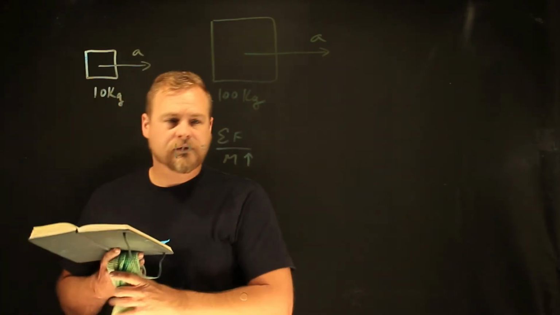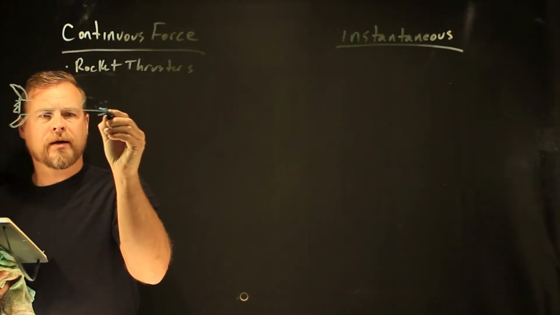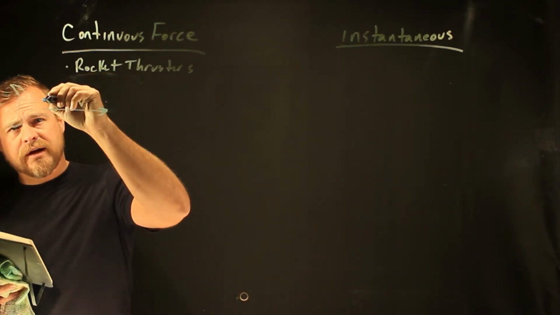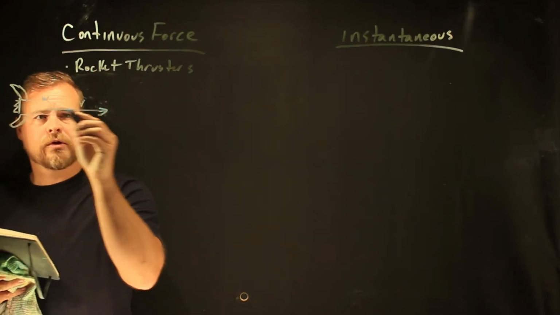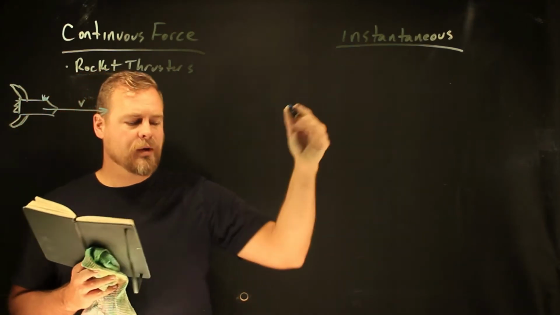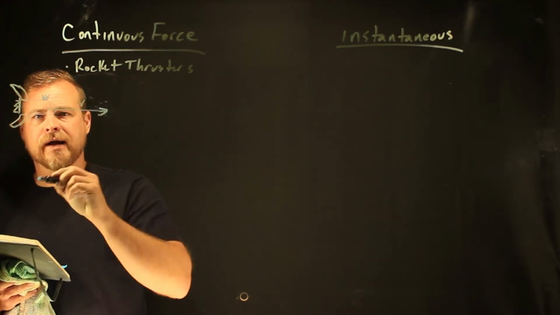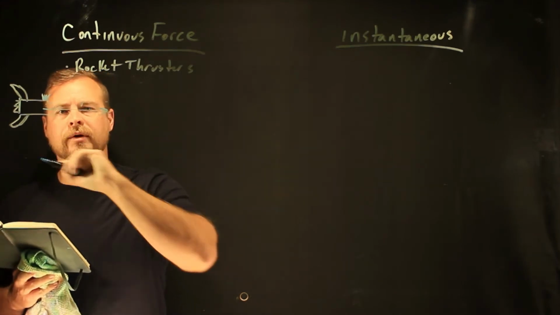There's two ways that you'll typically see this. A rocket's going along, and it's got these little boosters on the side, right? So continuous force, rocket thrusters. So it's cruising along. If it shuts off its engine, it's going to continue on forever. But it's got these little thrusters on the side for changing direction. And so it's going to apply that thruster.